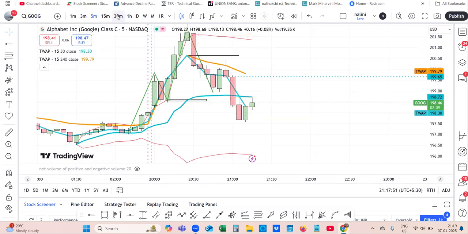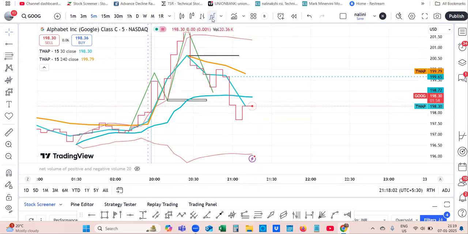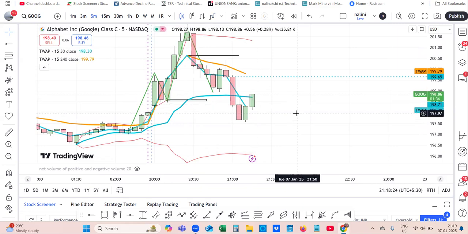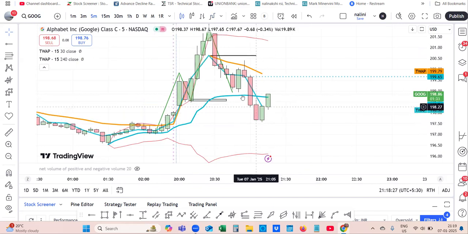Market structure: Google is making an intraday staircase down pattern. For visualization, you can use the step line chart, this one. See, if you utilize the step line chart, you can clearly see the stairs are coming down. You can make use of this instead of the candle chart to make out the structure. But candle charts are very good.